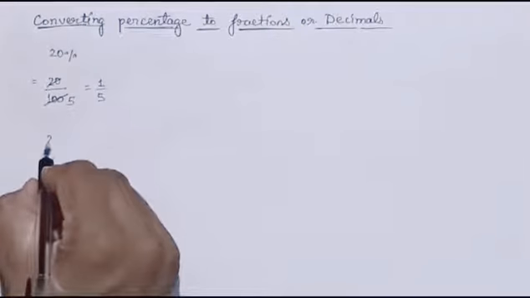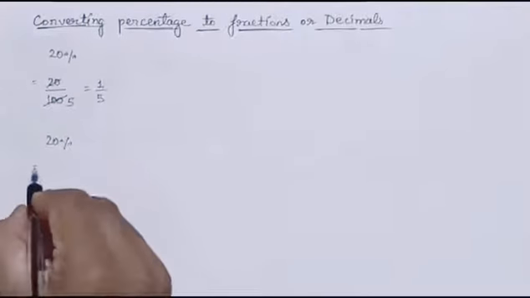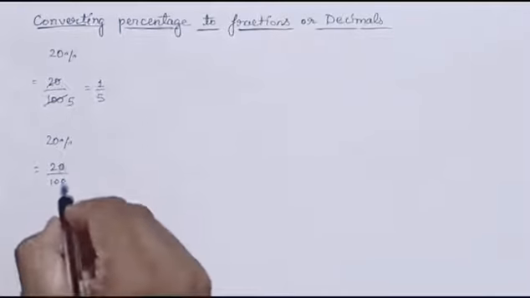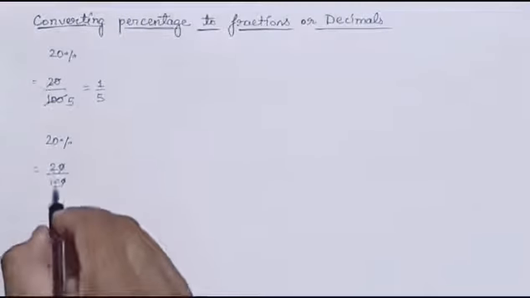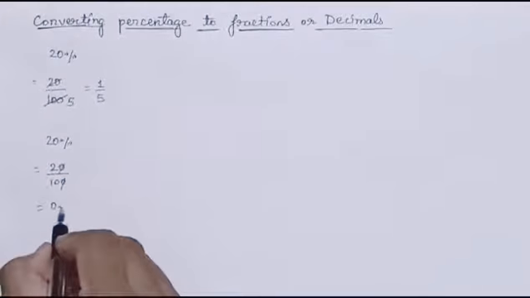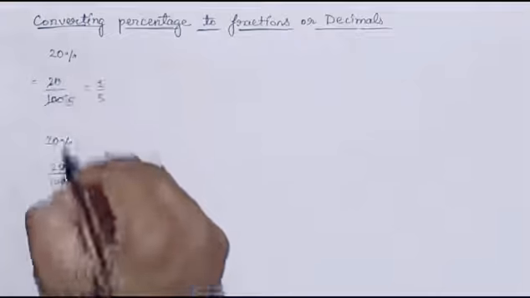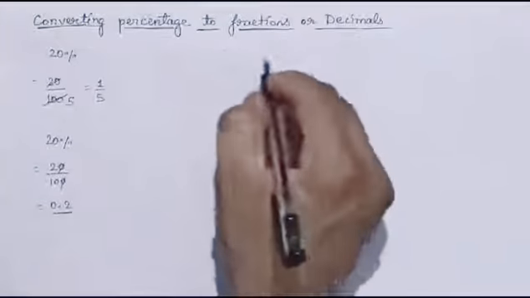Then again 20% can be written as 20 by 100. Here 0 and 0 cancel out. Then 2 by 10 can be written as 0.2. So this is the decimal form of 20%. Let us see one more example.